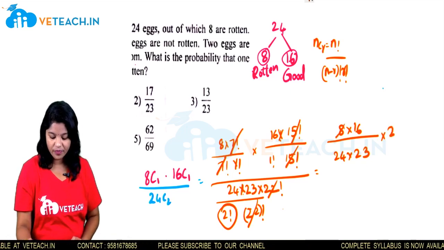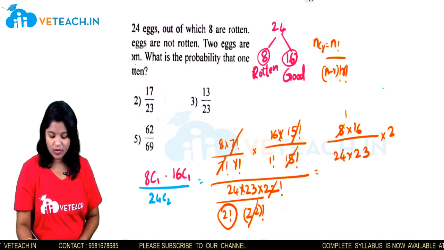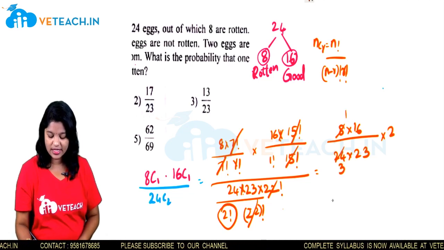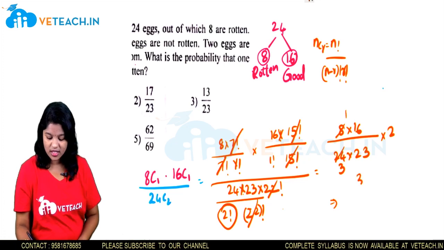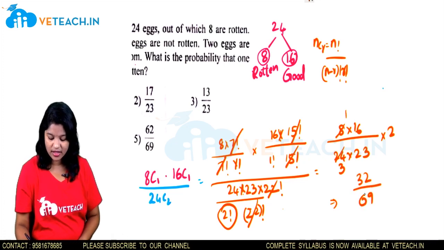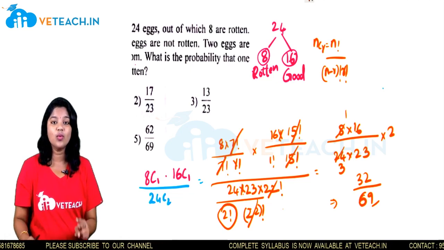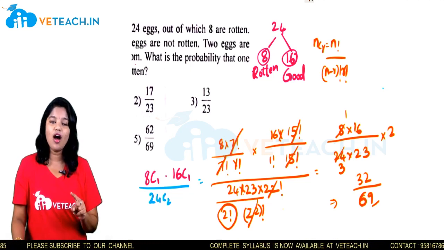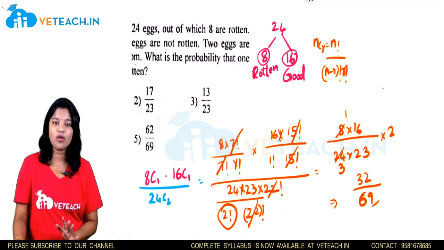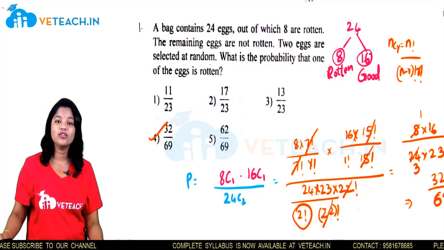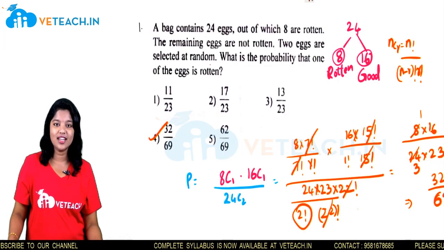Now here, 8 table 1 time, this is 3 times. So we will get 32 by 69. So in total 32 by 69 ways we can select 2 eggs out of 24 eggs, out of them 1 egg is in rotten condition. So option 4, 32 by 69 is our correct answer.